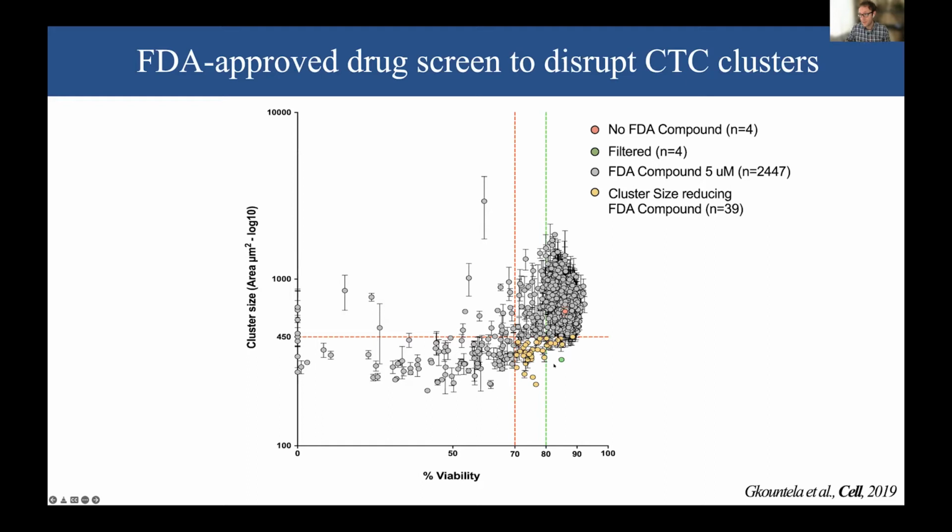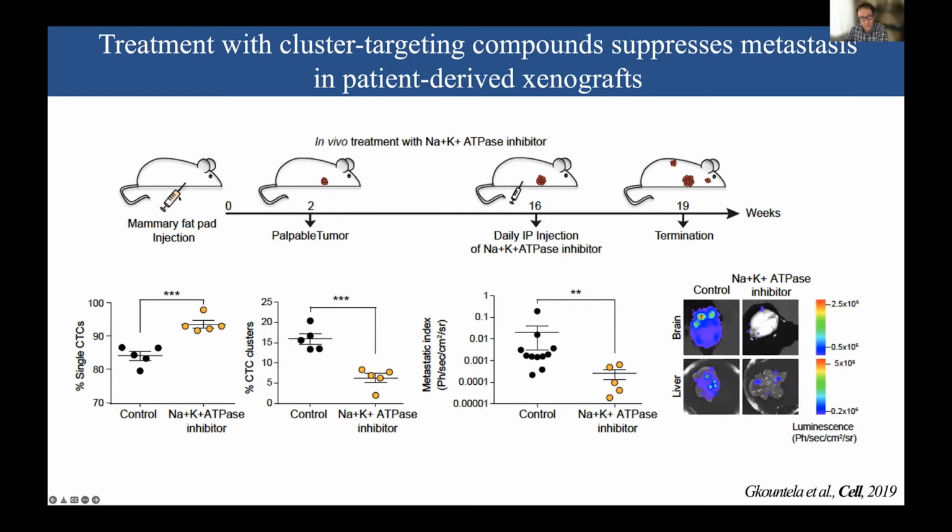Many of these 39 compounds were different drugs that had the same target, and that was the sodium potassium ATPase. So we then did in vivo experiments with sodium potassium ATPase inhibitors. We transplanted CTCs from patients into the mammary fat pad of mice. We waited a few months until they formed a tumor and started to spontaneously shed circulating tumor cells in the form of single cells or clusters.